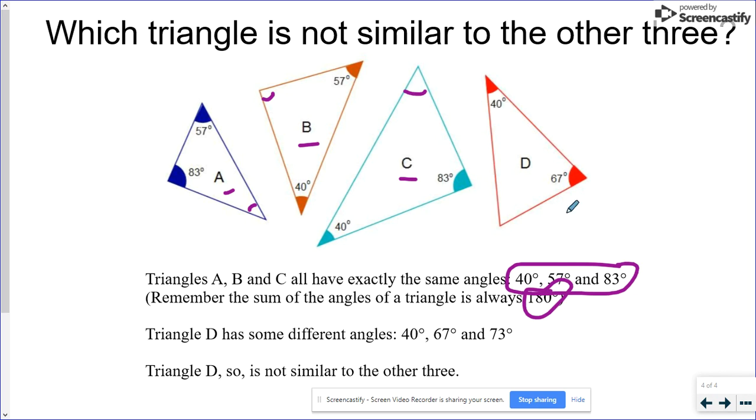So because triangle D has different angle measures, you'll see that right off the bat we've got 40 and 67. So right away that 67 can't work. And then if you do the math, you'll find the other one is 73. So therefore triangle D is not similar to the other three triangles. So even without looking at ratios or looking at scale factor, we know just by the angle measures which one is not similar.